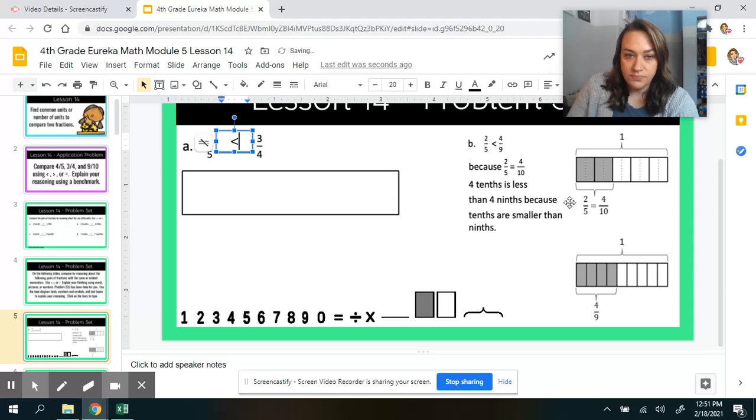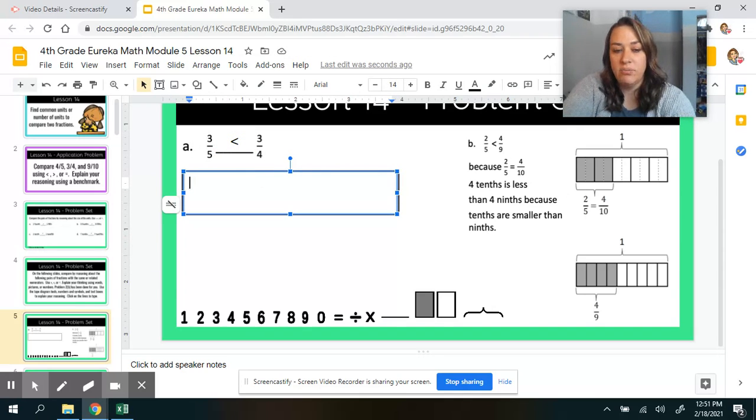We want to type in here why. So we need to say 1/5 is smaller, or it is less than 1/4. So 3/5 is less than 3/4. That would be our reasoning. If 1/5 is less than 1/4, then 3/5 is less than 3/4, because fourths is our larger unit.